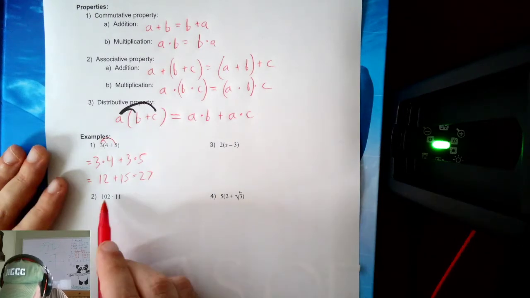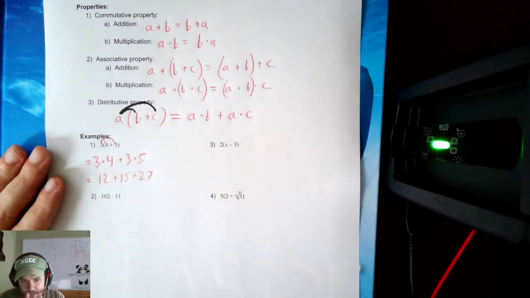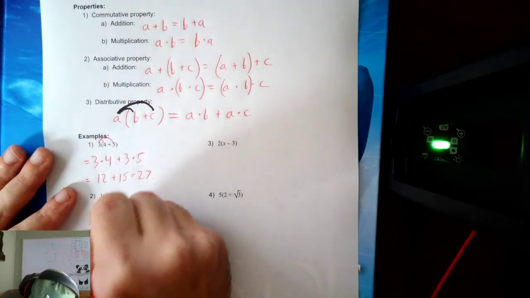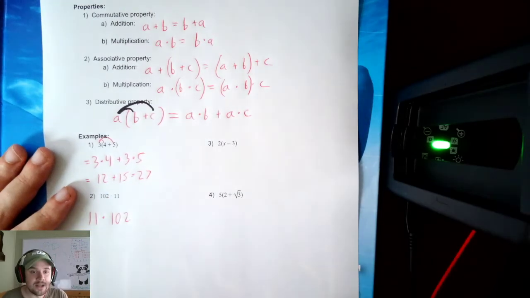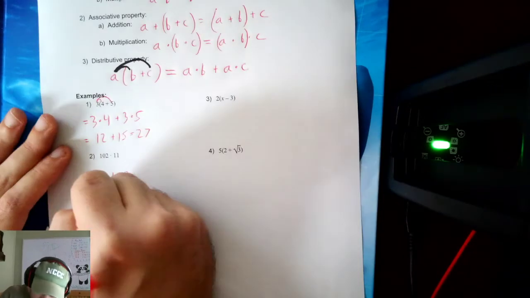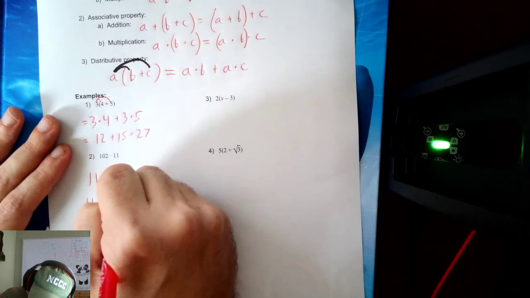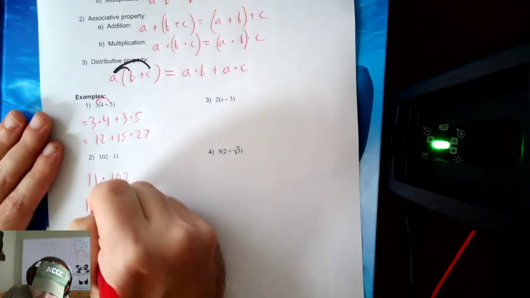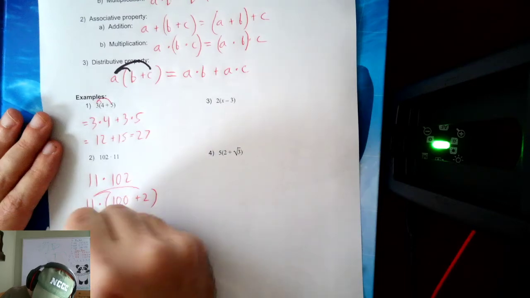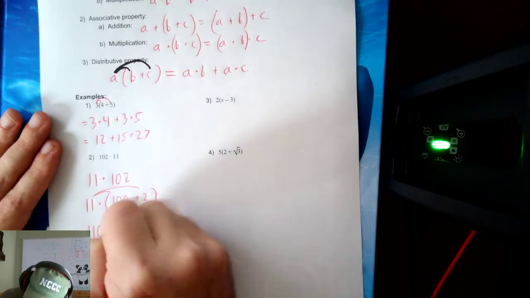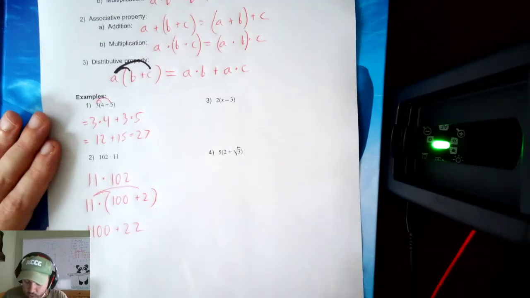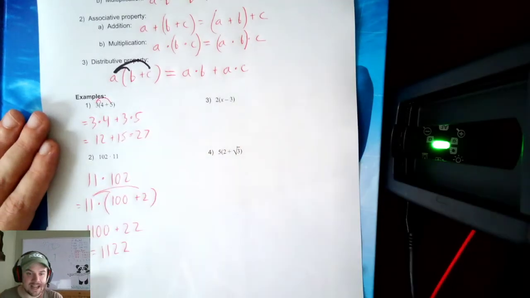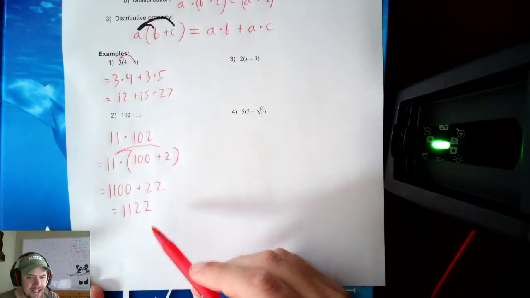Now, you might ask yourself, 102 times 11, how does the distributive property help? Well, I'm going to rewrite it as 11 times 102. I'm going to use the commutative property to switch the order. Now, I am going to rewrite 102 as 100 plus 2. Because when I distribute, 11 times 100 is 1,100, and 11 times 2 is 22, which tells me I get 1,122 as my answer.